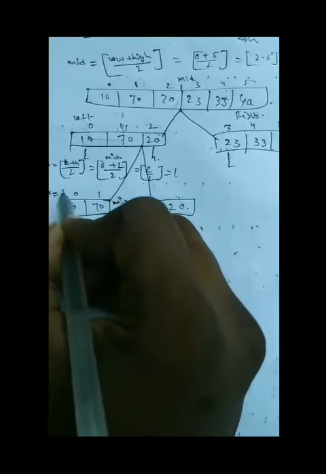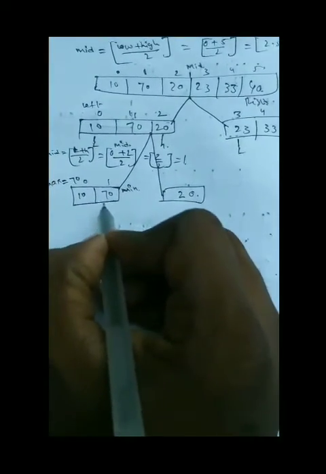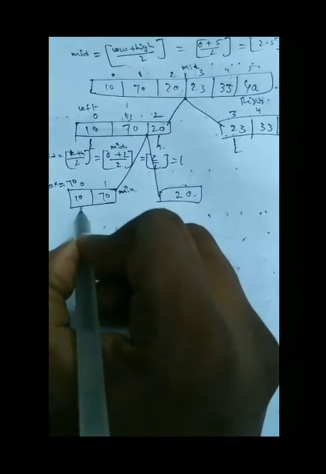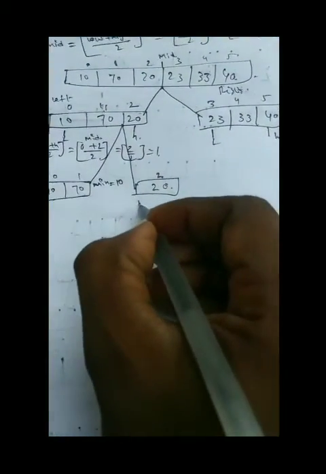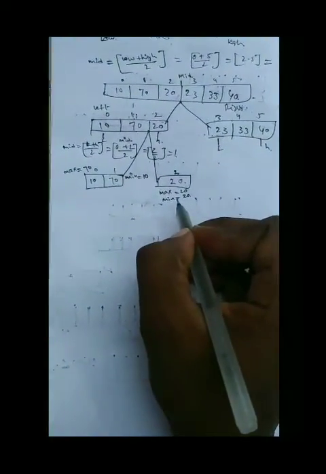Here the maximum element is 70 in these two arrays of elements. Here the minimum element is 10. Now here the maximum and minimum will be the same element. Why? Because this array has only a single element.